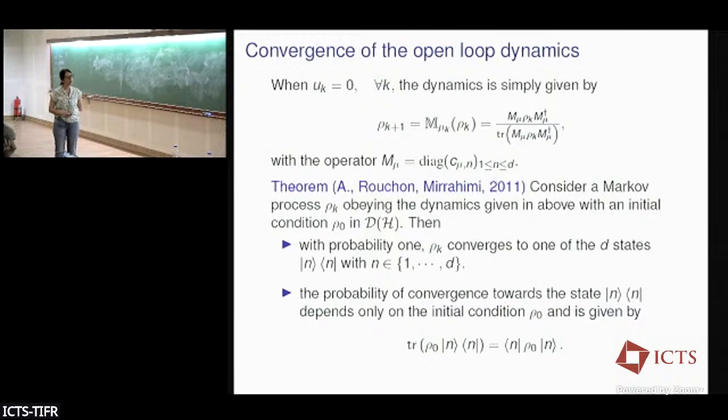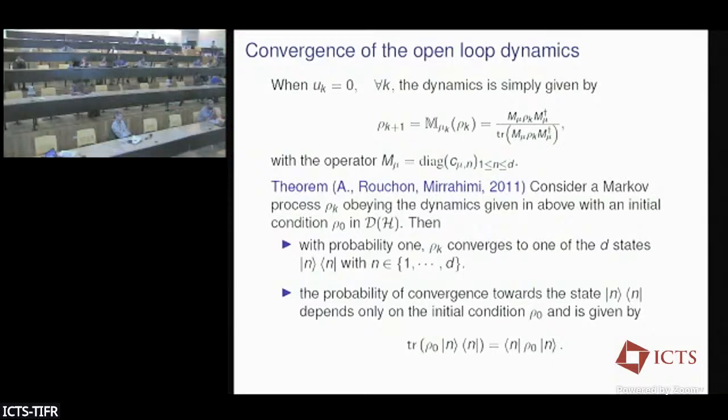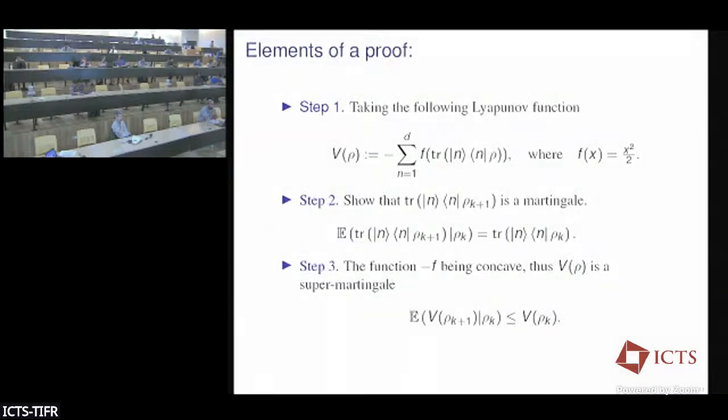Moreover, you can also give the probability to converge to the state n, which depends on the distance between your initial state and this state n, and which has this form. So okay, maybe I can just talk about this.